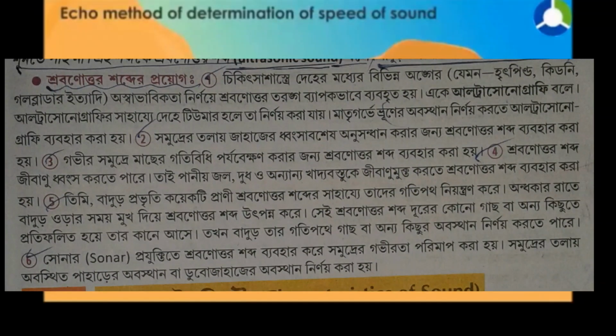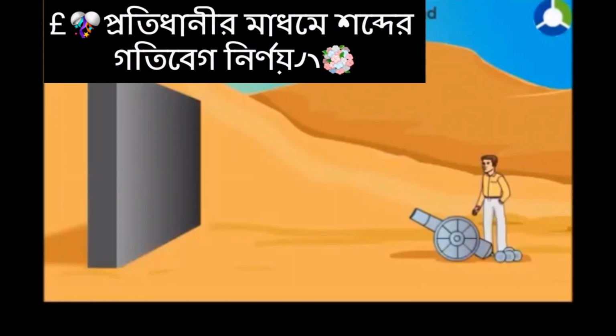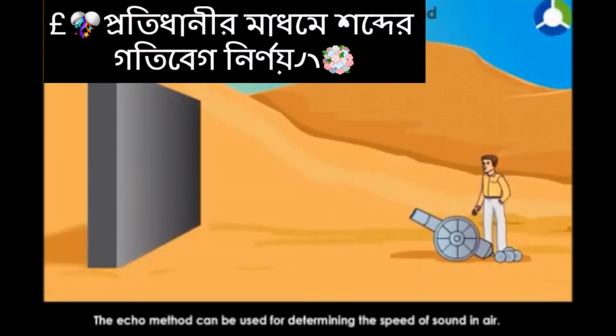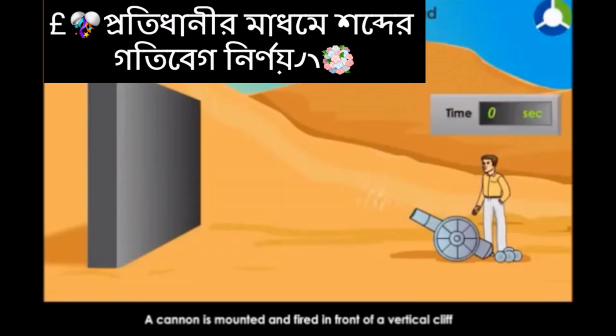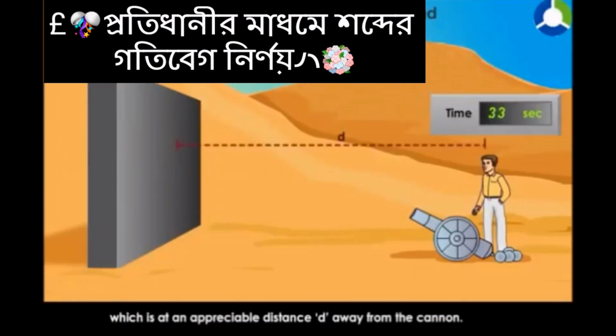Echo method of determination of speed of sound. The echo method can be used for determining the speed of sound in air. A cannon is mounted and fired in front of a vertical cliff, which is at an appreciable distance d away from the cannon. When the cannon is fired, an observer at the same place starts a stopwatch.